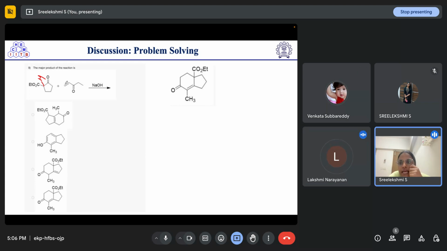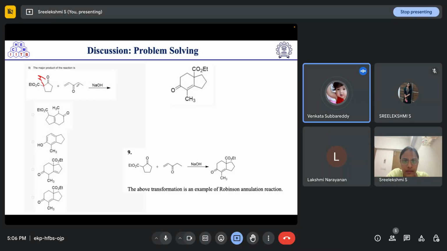Then what is happening? Which reaction is it? So first Michael addition happened, then Robinson annulation, Michael addition followed by aldol reaction. Once that Michael reaction happened, there is possibility of an aldol reaction, right? Michael addition followed by aldol reaction. That will give this one. Is it okay?